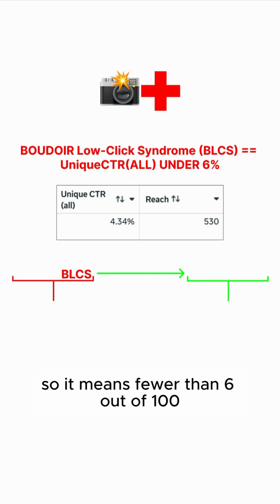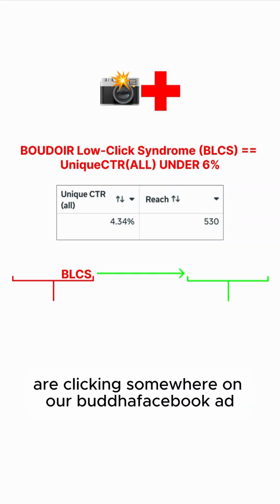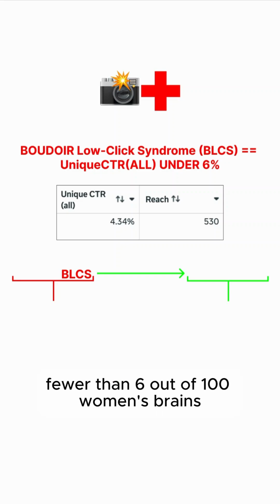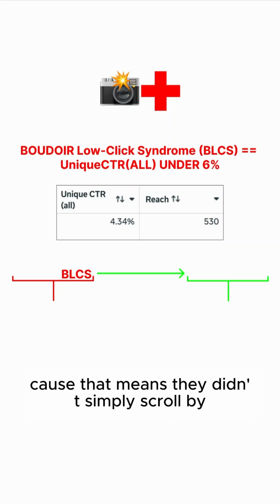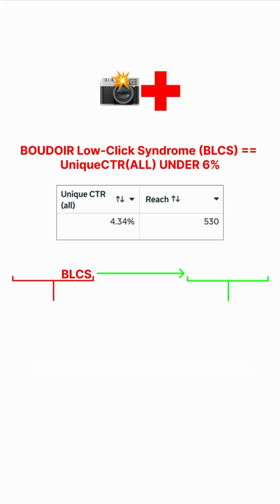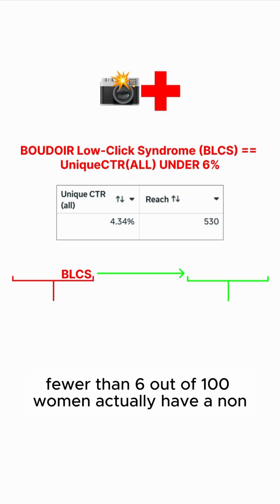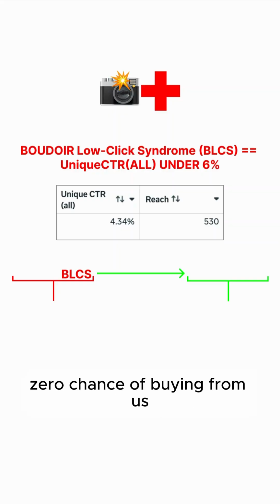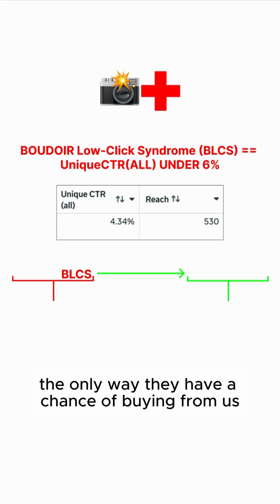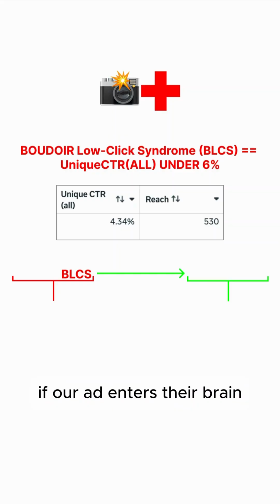So it means fewer than 6 out of every 100 women are clicking somewhere on our Boudoir Facebook ad, which means our ad is entering fewer than 6 out of 100 women's brains, because if they clicked on it, they didn't simply scroll by. And that means fewer than 6 out of every 100 women actually have a non-zero chance of buying from us. Because the only way they have a chance of buying from us is if our ad enters their brain. So unique CTR is kind of the master metric, the leading metric.